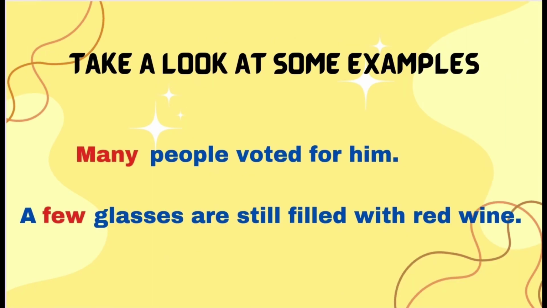Let's understand it with some more examples. Many people voted for him. The word many here is a quantifier. A few glasses are still filled with red wine. The determiner few is a quantifier in this sentence.